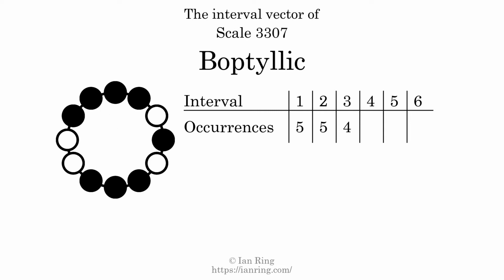There are 4 intervals with the size of 3 semitones. They are here, here, here, and here. There are 5 intervals with the size of 4 semitones. They are here, here, here, here, and here. There are 6 intervals with the size of 5 semitones. They are here, here, here, here, here, and here.